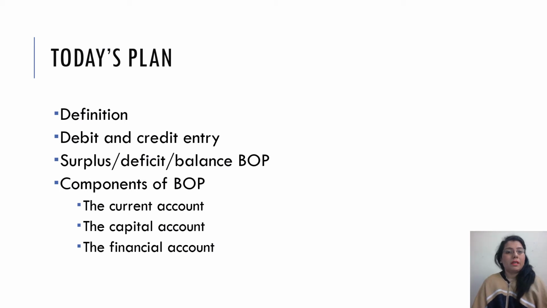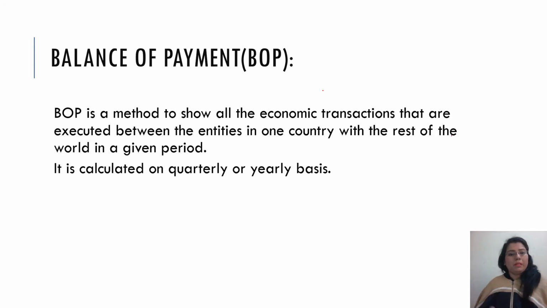My plan today is, I will define the balance of payment. What is the debit and credit entry of balance of payment? What is the difference between surplus, deficit, and balanced balance of payment, and the most important, the components of balance of payment. There are three components of balance of payment. One is the current account, the other is the capital account, and the third one is the financial account.